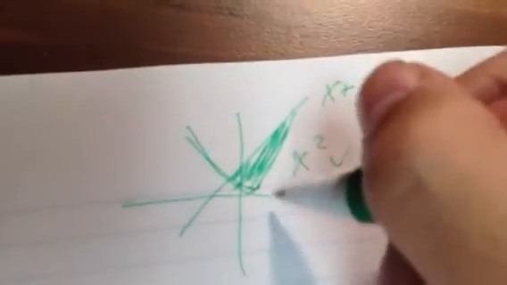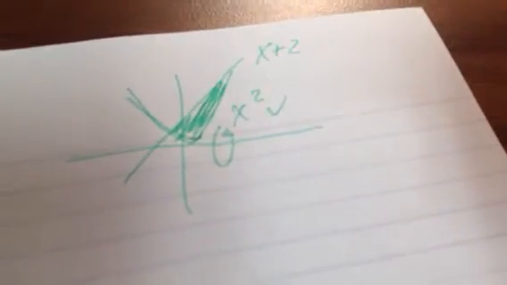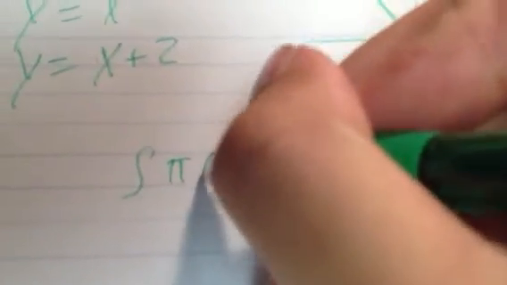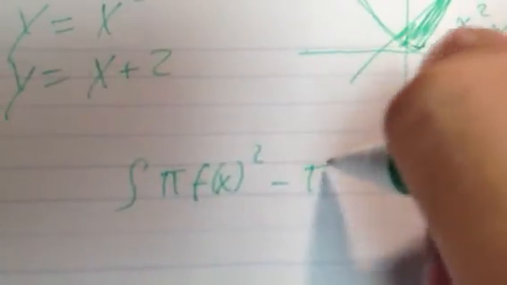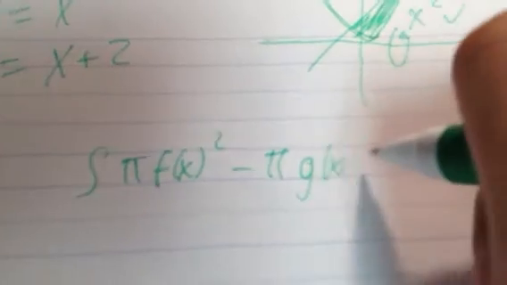Alright, so we're going to have to find the volume as it rotates around the x-axis. So since it's in terms of x, the best way to find this volume is by utilizing the washer method. In the washer method, we're going to have the integral of pi f of x squared minus pi g of x squared.